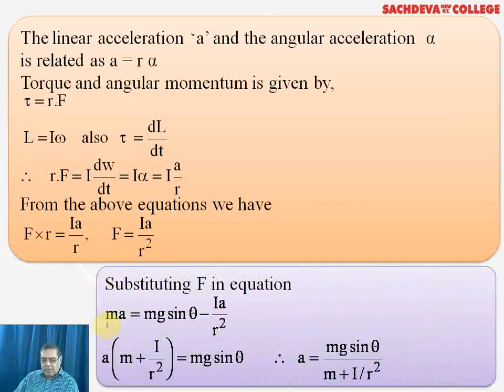Now which equation? Earlier we have written an equation: MA is equal to mg sine theta minus IA over R square. So MA and mg sine theta must be at one side, and IA over R square at the other side, and we will find that MA plus IA over R square will be mg sine theta. From this equation we get the value of A, and A will be estimated as mg sine theta over m plus I over R square. Mg sine theta is along the plane.